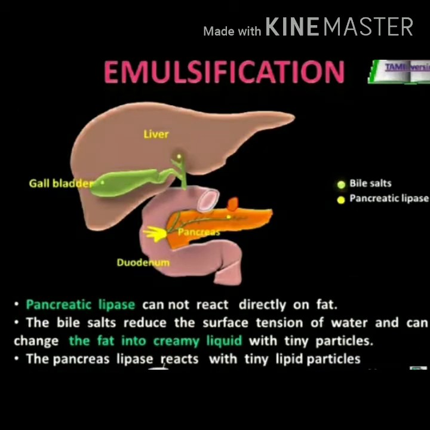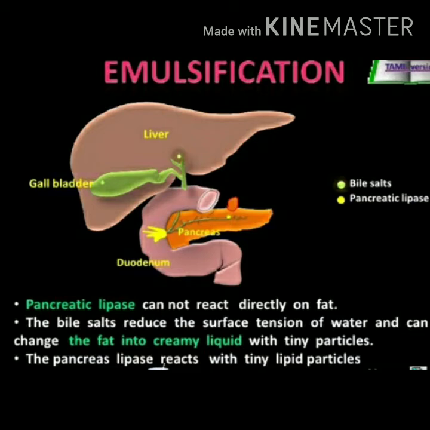Next is the pancreas. The pancreas secretes pancreatic juice, and it transfers into the duodenum. So in the duodenum, bile juice and pancreatic juice are both present. The main function of bile is that it neutralizes the acidity of the chyme.